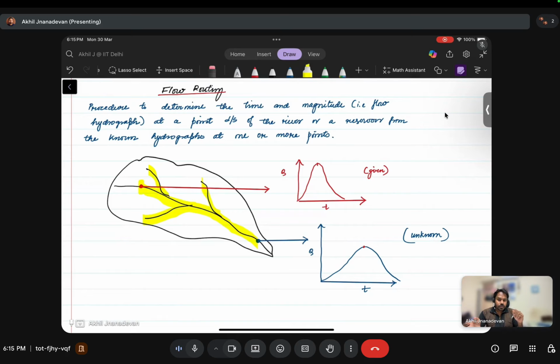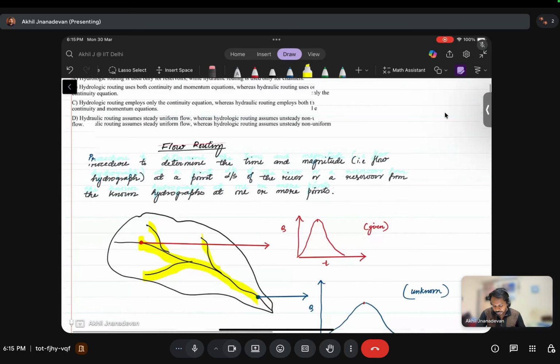So it will be different, of course. There will be a difference in the peak and in the time to peak. There will be a difference in the rising limb slope, as well as in the receding limb slope. So we need to understand how all these are taking place and get the outflow hydrograph. Okay, so that is the basic idea of flow routing.